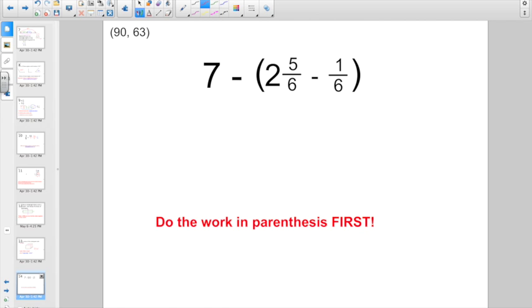Check out this one. I still have lots of people on a test forgetting to do the second half of the problem. Do the work in parentheses first, but don't forget about the first half. So I have 2 and 5/6 minus 1/6. I think that's easy enough to do in our heads. We should be able to know that it's 2 and 4/6, right? But then I'm going to take my 7 and I'm going to subtract 2 and 4/6.